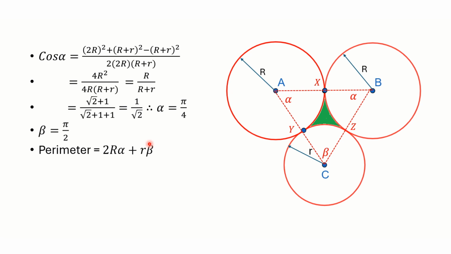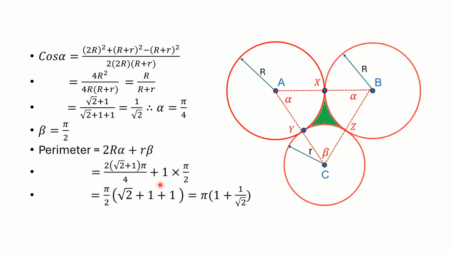Perimeter is 2r alpha plus r beta. So this is 2 times capital R, R is root 2 plus 1 and alpha is pi by 4, small r is 1 and beta is pi by 2. So if you take pi by 2 common, this is pi by 2 because 2 gets cancelled out. So you will have root 2 plus 1 and here you will have 1. So this is root 2 plus 2 and then if you divide by 2, this will become 2 divided by 2, that is 1, and root 2 divided by 2, that is 1 by root 2. So this is the perimeter, pi times 1 plus 1 by root 2.